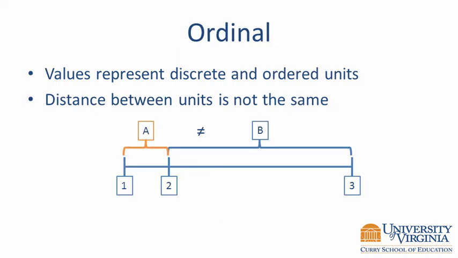Ordinal values also represent discrete units, but values are inherently ordered. An example is the finish order of runners in a race: first place, second place, and so on. The main limitation is that the distance between units is not the same. As you can see on the slide, the difference between a 1 and a 2 is not the same as the difference between a 2 and a 3. In terms of the running example, the difference between first place and second place could be an inch or it could be 10 feet. Likewise, the distance between second and third place could be 3 feet or 20 feet.